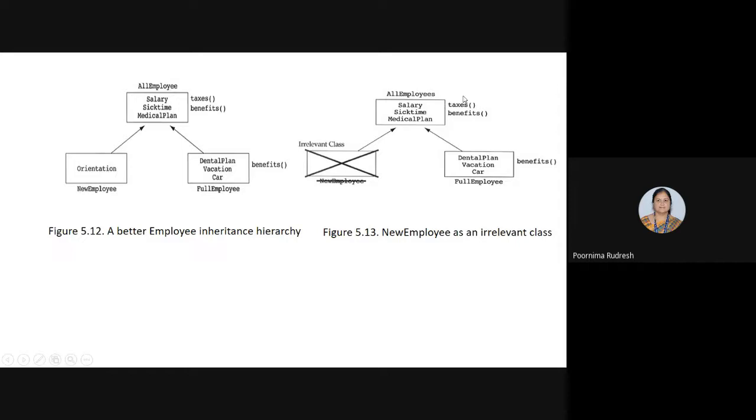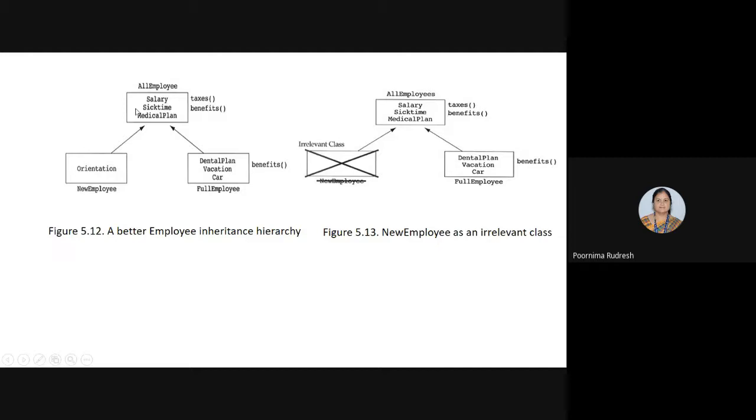Here we'll have the all employee class, and the full employee class. Some heuristics say that the new employee class is not required, and that class is treated as an irrelevant class. Why is this class treated as irrelevant? Because the new employee, which is the derived class, doesn't consist of any data members or any methods.